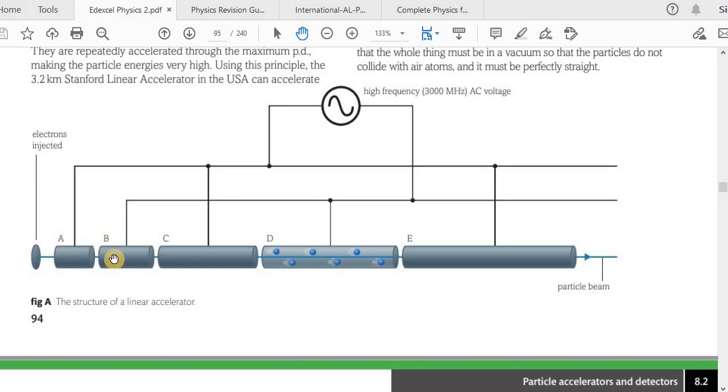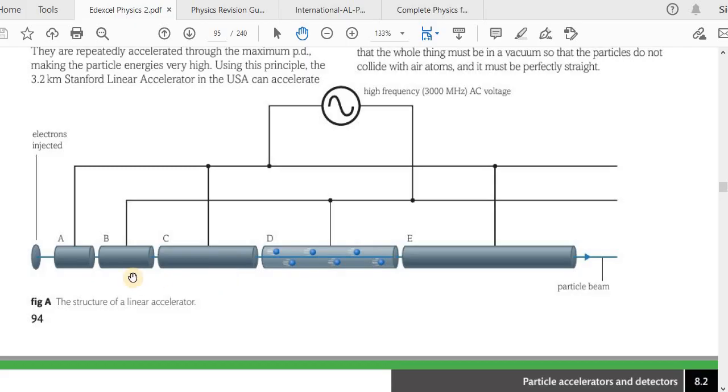Then the electrode next to it will always have the opposite polarity, and this is happening at a frequency of 3000 megahertz. So inside the electrode the particle, in this case the electron, will move at a constant speed, but the acceleration occurs only between the two cylinders, or between the electrodes only. So in this gap it accelerates, this gap it accelerates, this gap it accelerates, but inside the electrode it will move at a constant speed.